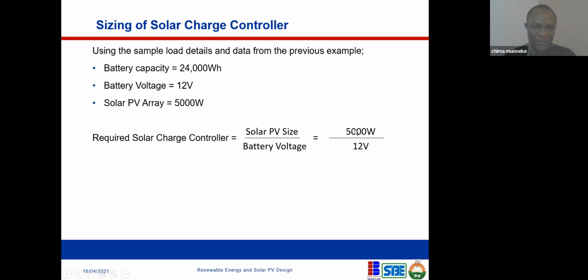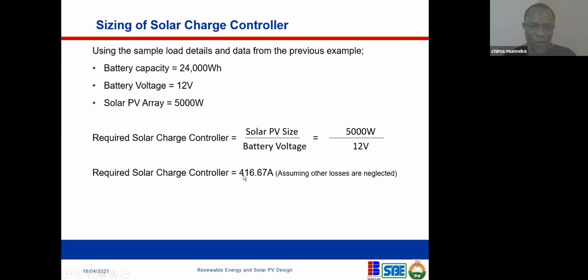So if you divide 5,000 watts by 12 volts, which is our battery voltage here, the required solar charge controller will now be 416.67 amperes, assuming other losses are neglected. Of course, there will be losses as the current moves from the solar panels to the charge controller, but let us just neglect all those minor losses.